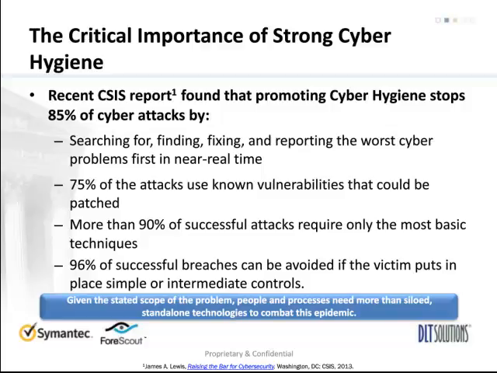And basic hardening would have helped with 90% of successful attacks that require only the most basic techniques, such as registry settings, turning off services that are not required, things that we see every day in our common secure implementation guides, industry best practices and agency policies. And finally, 96% of all breaches can be avoided if the victim puts simple or intermediate controls in place. Again, we'll talk a little more about how the Symantec and ForeScout solution can help automate a lot of that. So given the status quo of the problem, people and processes need more than a siloed, standalone set of technologies to combat this epidemic.